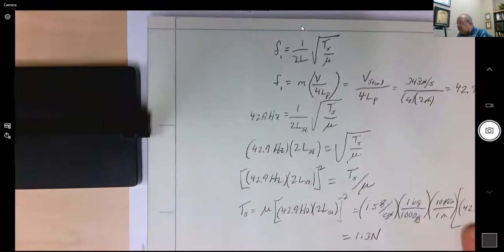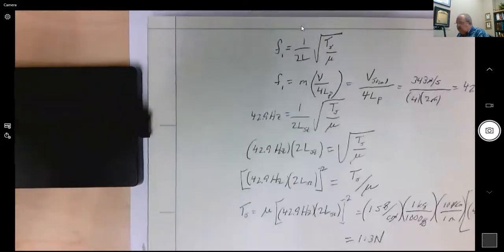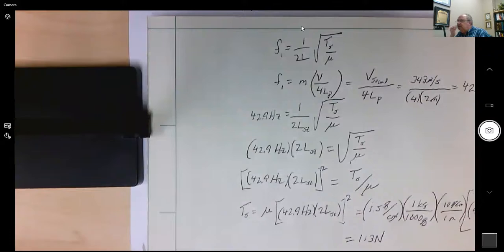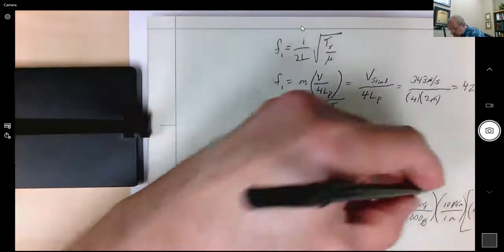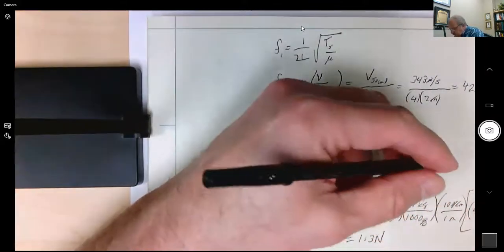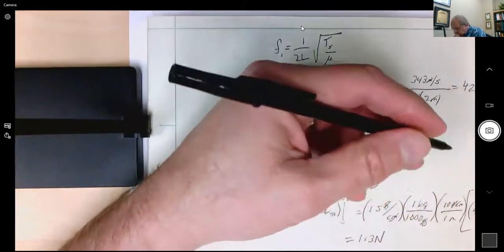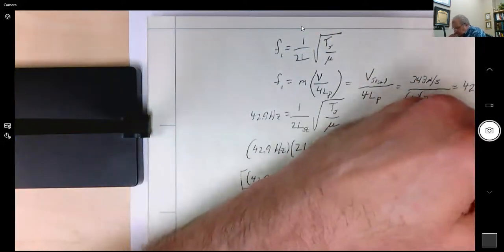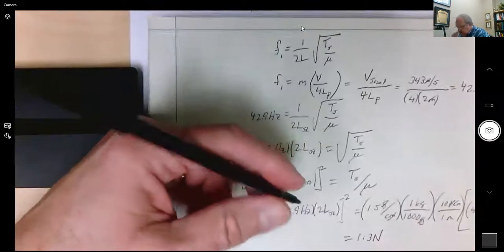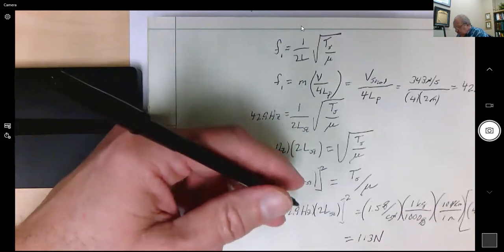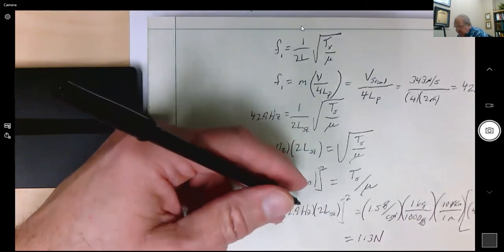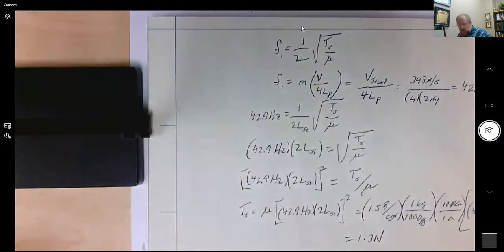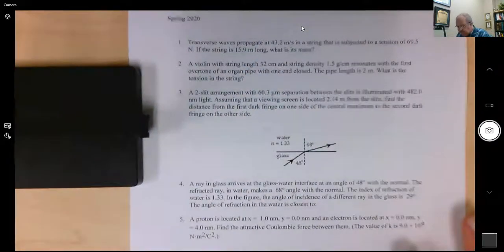I can do a little dimensional analysis over here. Basically, I've got kilograms per meter. Hertz is reciprocal seconds. So that gives me kilograms meter per second squared, which gives me a Newton. Okay, so we can move on to the next problem.